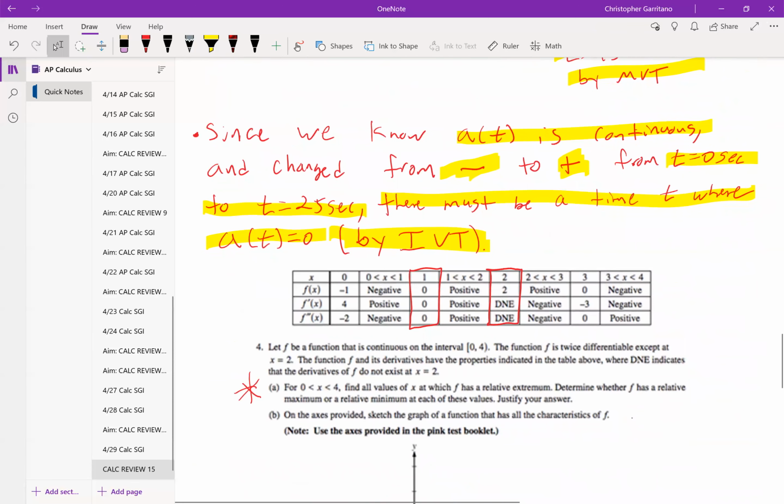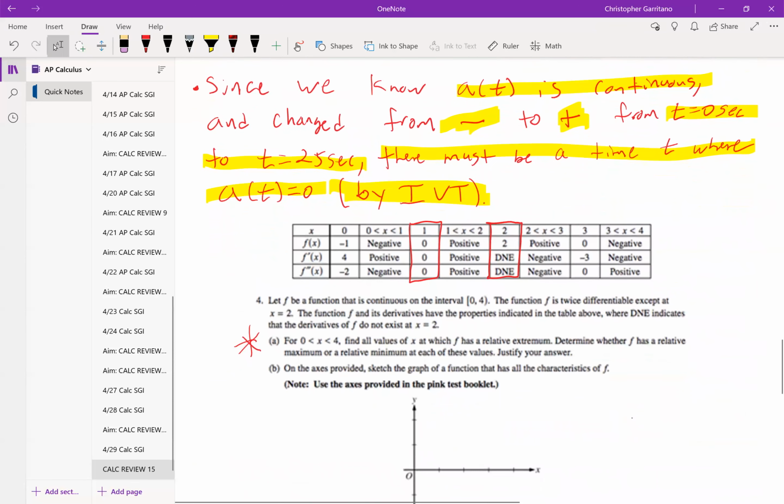And lastly, part A was asked about, and I just also think it's a really good problem. For these values between 0 and 4, find all values of x at which f has a relative extremum. In other words, a relative max or relative min. And also make sure to determine whether they are either a max or a min. And of course, justify your answers.